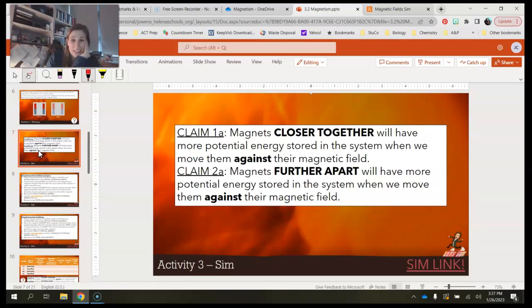Claim 1A: Magnets closer together will have more potential energy stored in the system when we move them against our magnetic field. Or, if we have two magnets set up further apart, magnets further apart will have more potential energy in the system when we move them against their magnetic field. So we're looking at magnets close together, moving them against their magnetic field, and magnets further apart, moving them against their magnetic field, and which is going to have more potential energy stored up.